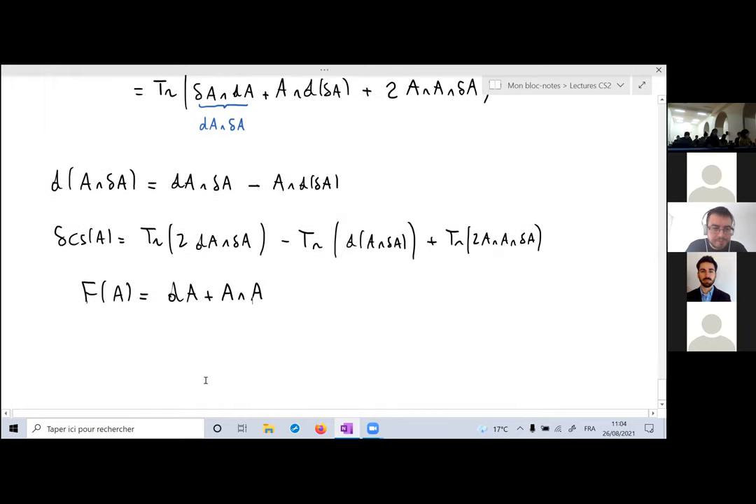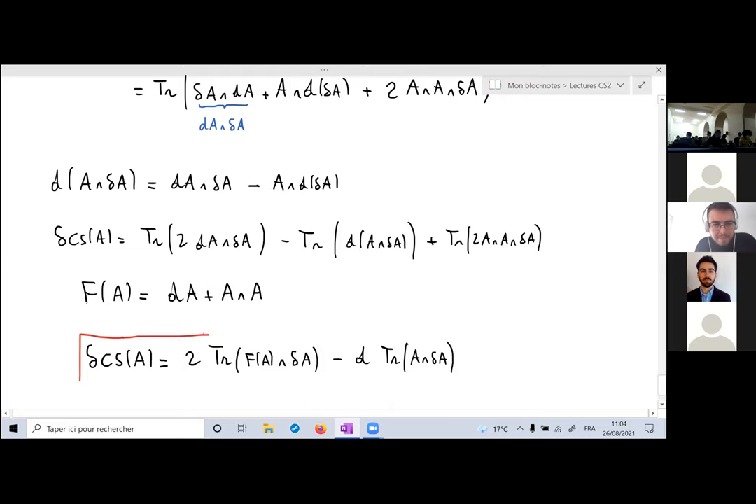So in conclusion, what I get is that delta of CSA is equal to 2 times trace of F of A wedge delta A, minus a total derivative, which is the trace of A wedge delta A. And this will be useful for us, so let me box it, because we'll also use it later, for instance in 3D, in 4D Chern-Simons.